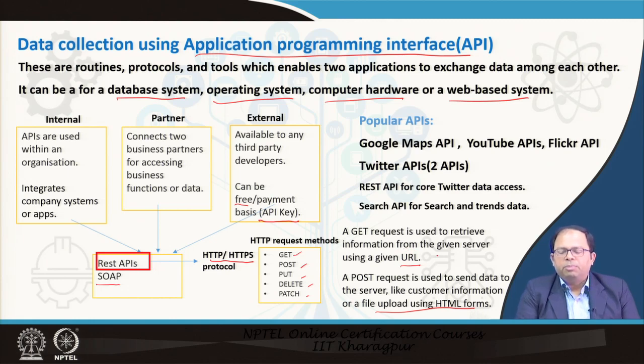And a few of the popular APIs are Google Maps API, YouTube API, Flickr API, Twitter APIs. Twitter has got two APIs. One is the REST API for core Twitter data access. Using that we can analyze Twitter feeds. That means we can get the common data from Twitter, and we can analyze what kind of information is there, what people are talking about.